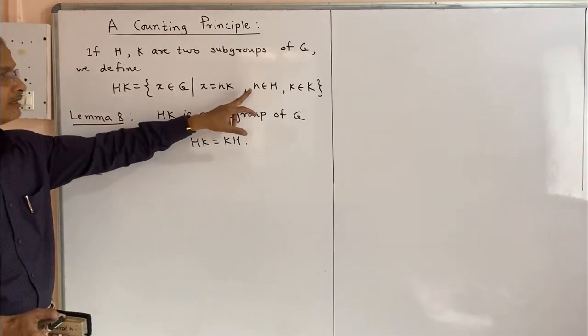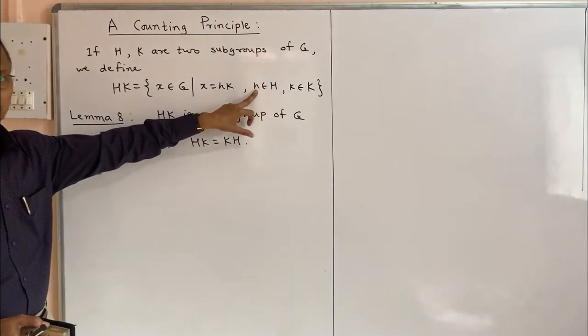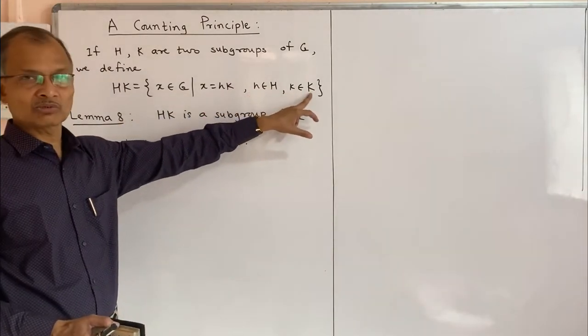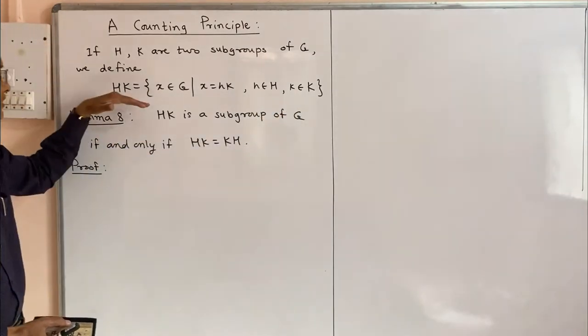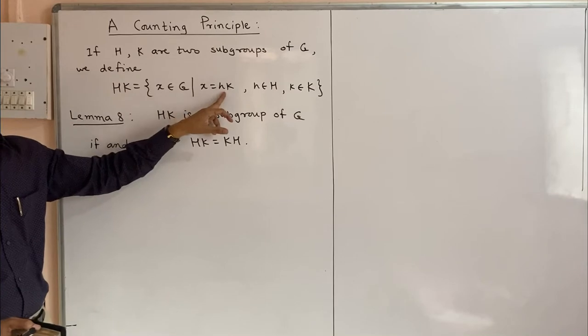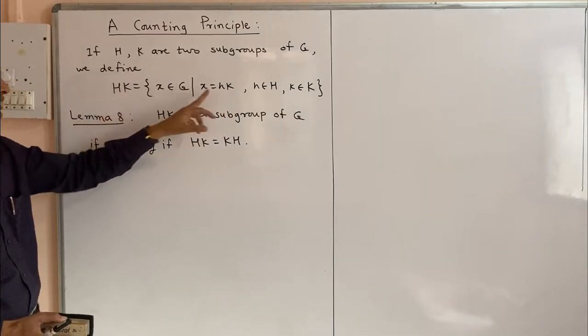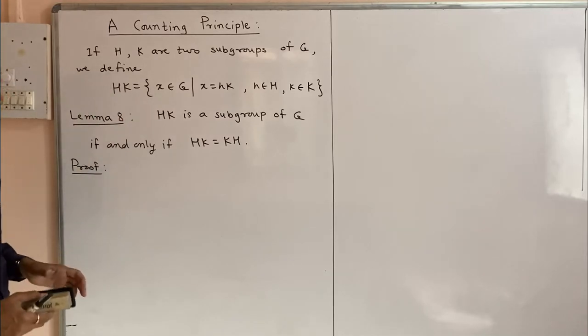This notation, we denote the element of capital H as small h and small k belongs to capital K. So this is how the set HK is defined. Every element is in the product form: the first element belongs to the first set, the second element belongs to the second set.